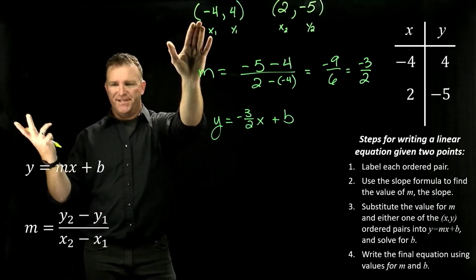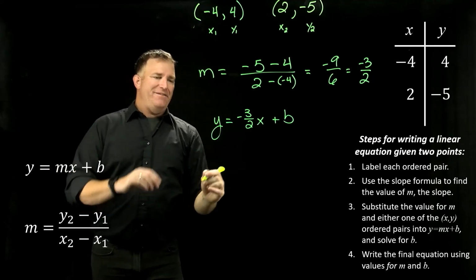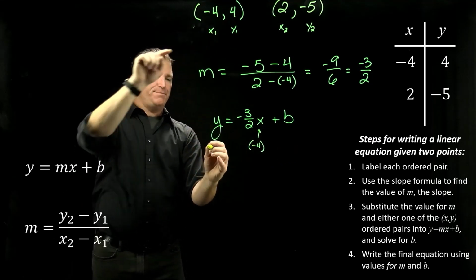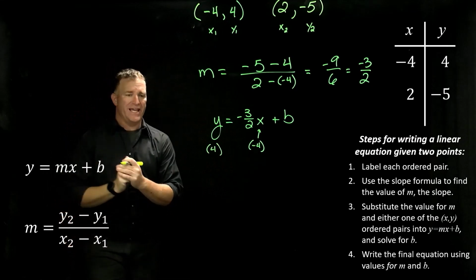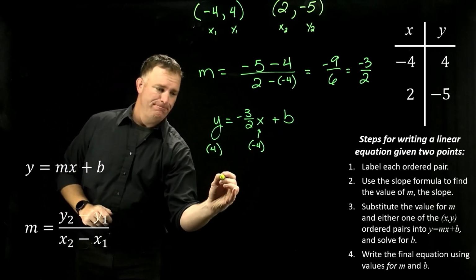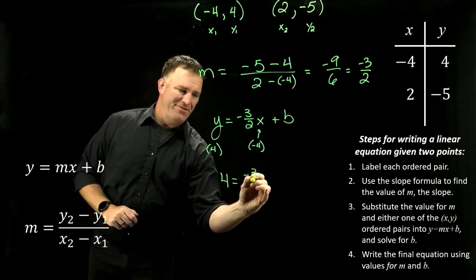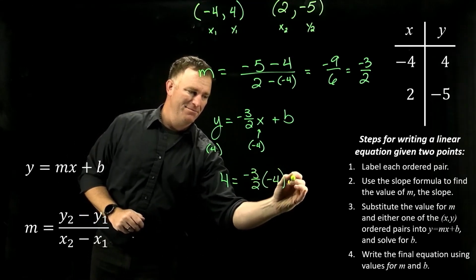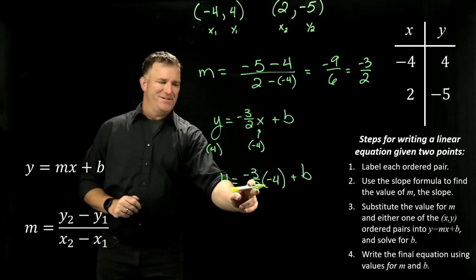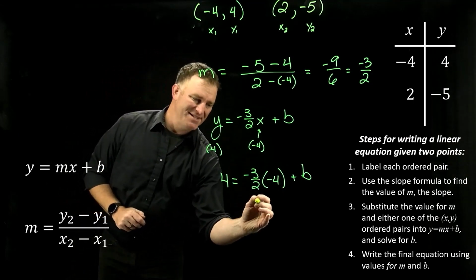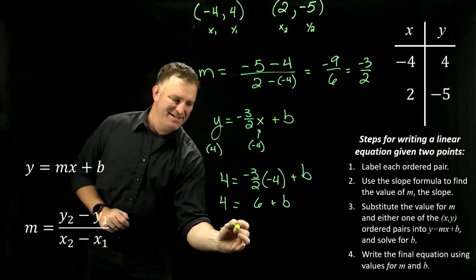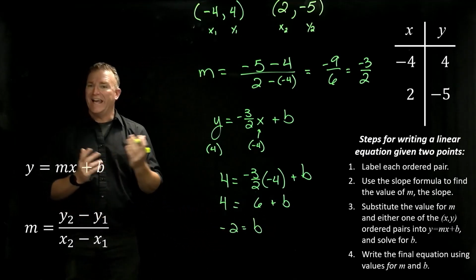I'll just use this point since it's the first one up there. x is -4 here, so I'm going to plug in -4 for x. y is +4, so I'll plug in +4 for y. I'm just going to rewrite that equation and then solve it for b. 4 equals -3/2 times -4 plus b. Well, let's see. -4 divided by 2 is -2 times -3. That means this is 6, plus b, and we have a 4 over there. I'll subtract the 6, and I find out that b is equal to -2.